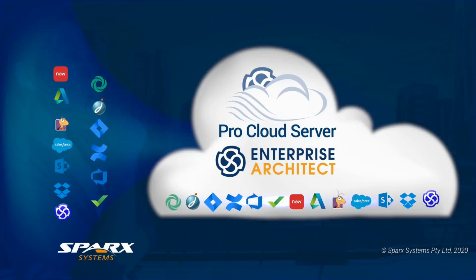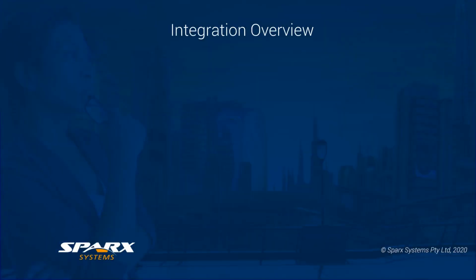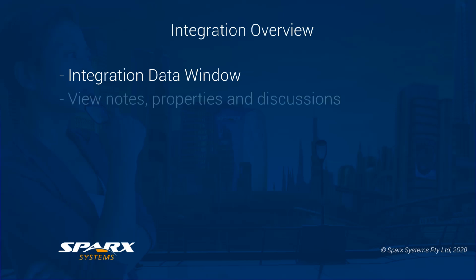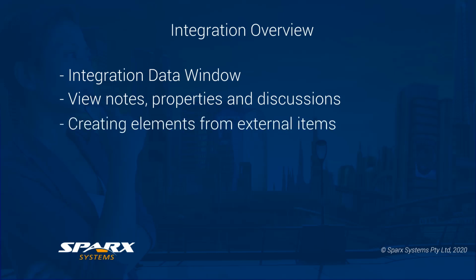on the fly. In this webinar, we will cover the following topics: using the integration data window for linking the external items to internal elements, how to view the notes, properties and discussions, both internal and external, how to create elements in Enterprise Architect from the external items, as well as creating items in the external application from Enterprise Architect elements. We'll then look at push and pull editing.